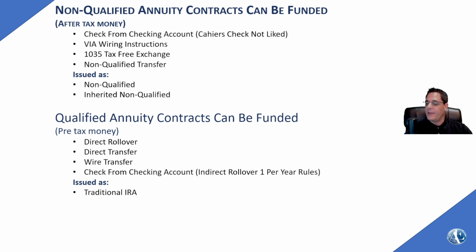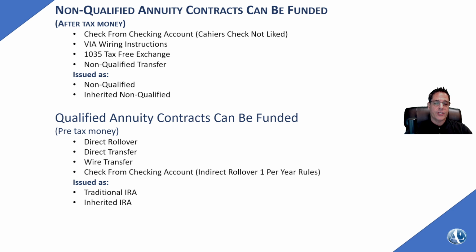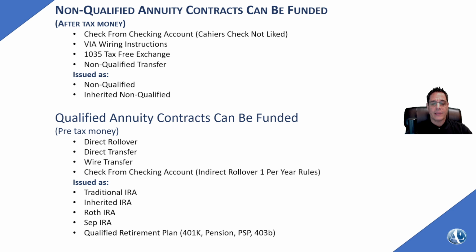And these are issued as inherited IRAs. You can get a Roth IRA, a SEP IRA, and any type of qualified retirement plan, a 401k, a pension, 403b. Not all companies will take this, and oftentimes there's a third-party administrator needed on the outside, for the most part, like 99% of the time. But there are some companies that will offer to do that other work too in their pension type side of their business. But that's basically a generic breakdown of how the money can be used.